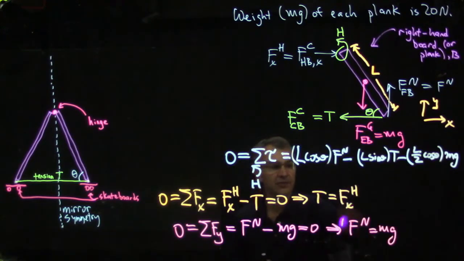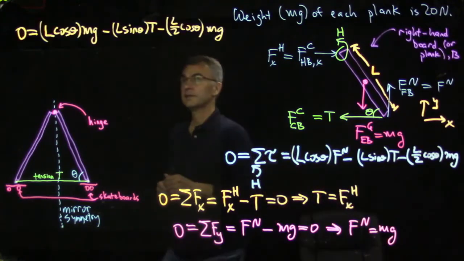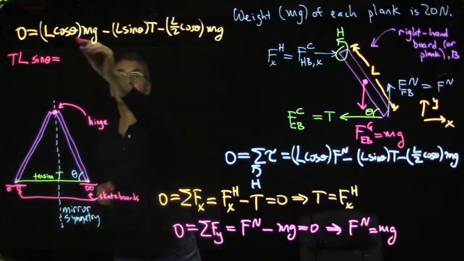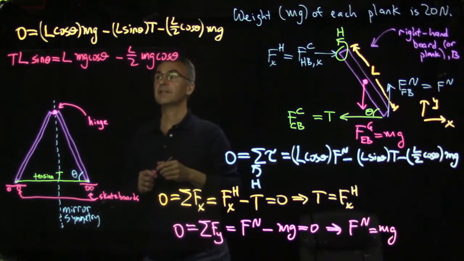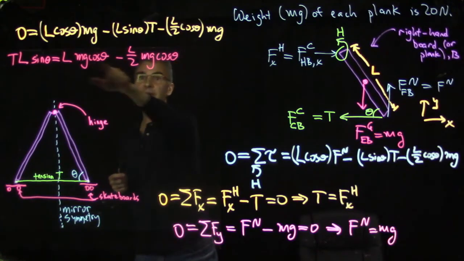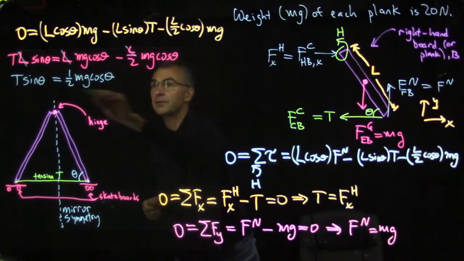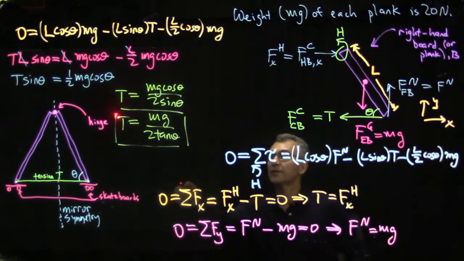So let's use these last two equations to eliminate the normal force and eliminate the force exerted by the hinge, so we'll just be left in terms of the tension and the weight. Now we can solve for the tension, so we'll move this term over to the left side. These two terms can stay on the right side. Then we can cancel an L everywhere, and we can combine these two terms since one is just half the other with a minus sign. Then we can divide both sides by sine theta, and the result we get is the tension is mg over 2 tan theta, where m is the mass of one of these boards.